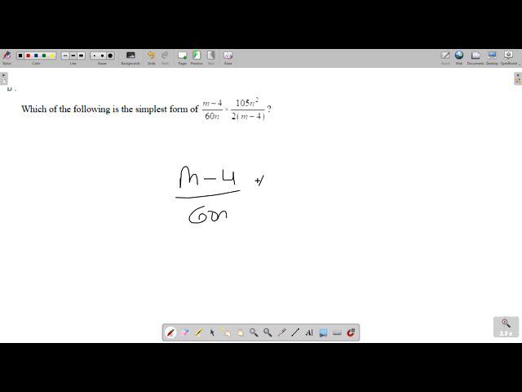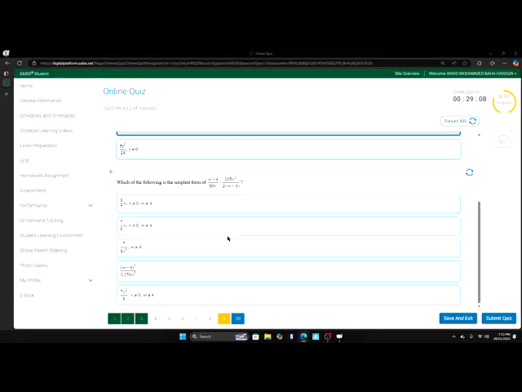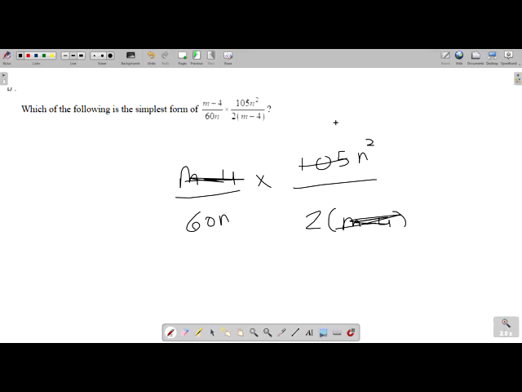60n times 105n to the m minus 4. Now immediately we cancel the m minus 4 by the m minus 4. And we can cancel the 6 and 60 by 105. One second. Okay, we'll take baby steps. Divide by 3 is equal to 35. And of course you can cancel the n's.